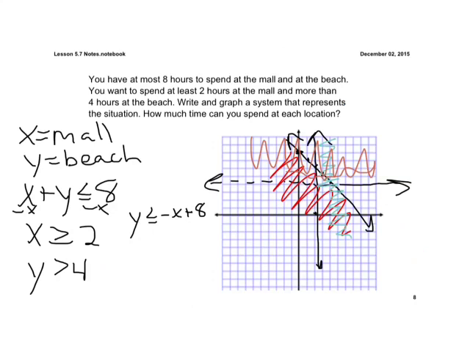Okay, now what this mess all shows here. Look at where our shadings overlap. Okay, we have in this little tiny triangle here, all these shadings. Okay, what that means is that is our solution. Inside that triangle, that's our solution to our problem.